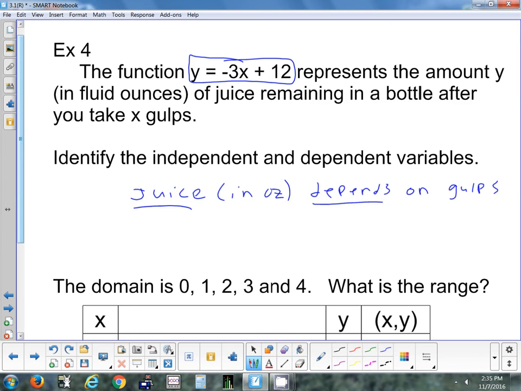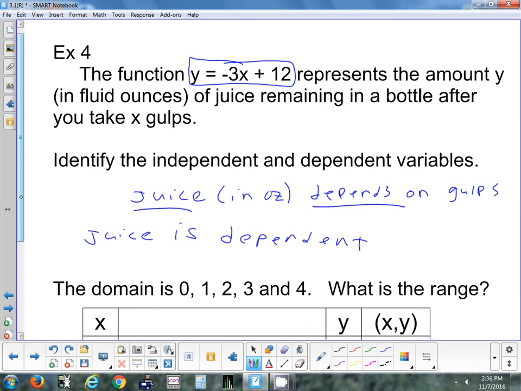Juice depends. So juice is which one? Juice is range. Josh? Dependent. Juice is dependent on how many gulps I take. The range is dependent on the domain. So you have this thing where it says dependent variable, write in juice. And then the independent will be gulps. So juice is dependent, gulps is independent.